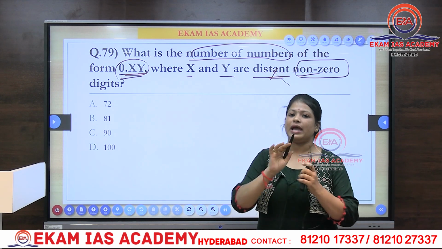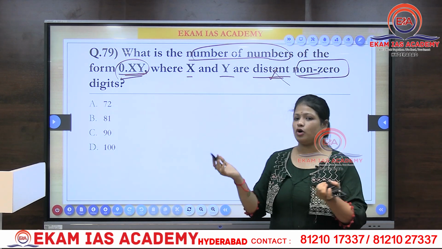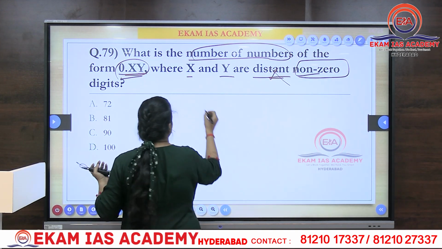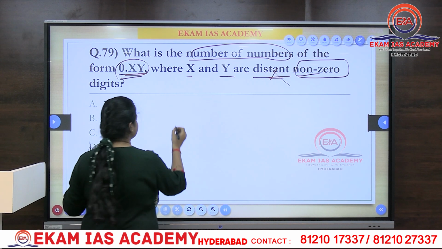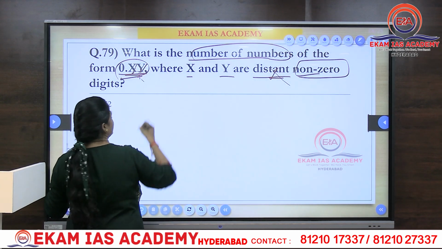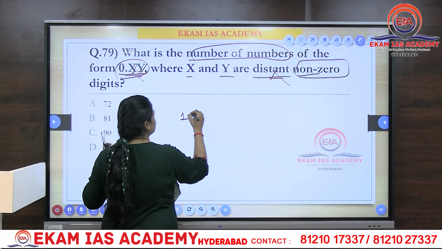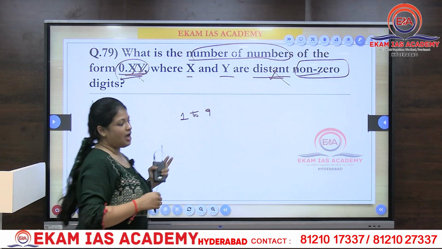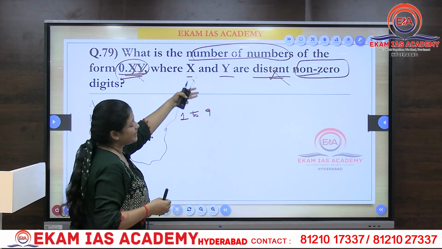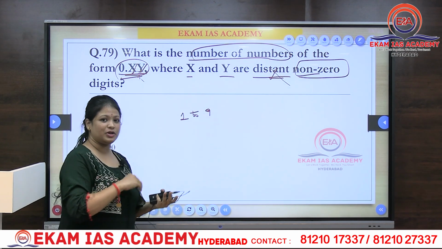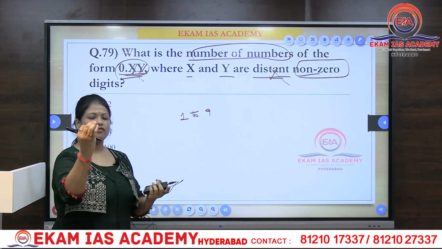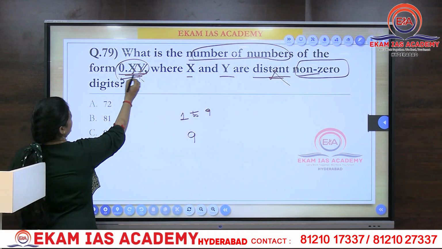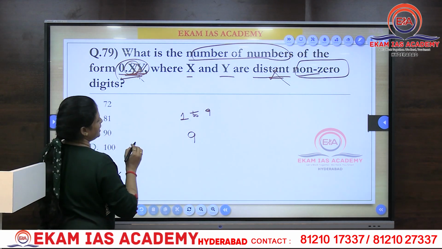So you have to eliminate 0 from your considerations. So all the numbers I can fill in x and y place are between 1 to 9. So how many numbers are there for me to fill? 1, 2, 3, 4, 5, 6, 7, 8, 9. I have only 9 numbers. I can fill this x with 9.